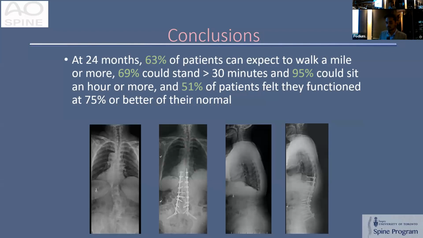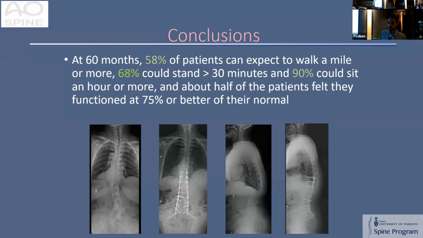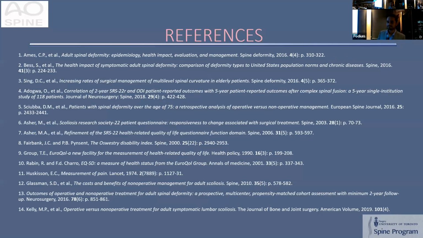So to just summarize a few, about 63% of patients at 2 years post-op can expect to walk a mile or more, about 70% to stand more than 30 minutes, and 95% could sit for more than an hour. And 51% of patients, so almost half, felt that they function at least 75% or better. And similarly, at 5 years, 58% were able to walk more than a mile, 68% could stand more than 30 minutes, and 90% could sit for an hour or more.